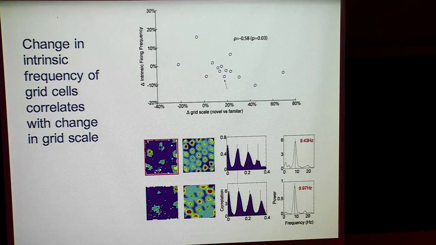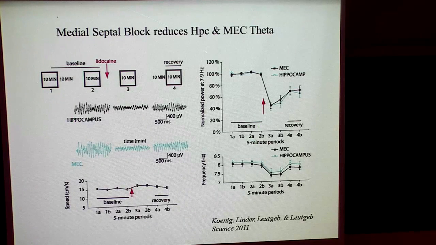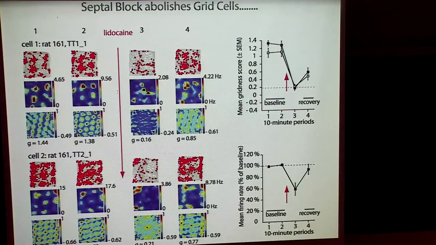So what Stefan and Koenig and colleagues did was they showed that if you block the medial septum, which of course is the source of many of the inputs into the hippocampus, as I said yesterday, which provide, say, the cholinergic drive, which produces these theta oscillations, you can really knock down the power of theta in both the hippocampus and the entorhinal cortex. And what that does is it knocks out the grid cell pattern. And I'll leave Stefan to tell you a lot more about this. It just disintegrates. And you can show this by looking at the gridness score here. It also knocks the firing rate down a little bit. This is a short-term lidocaine block, which is 10, 15 minutes worth of block.